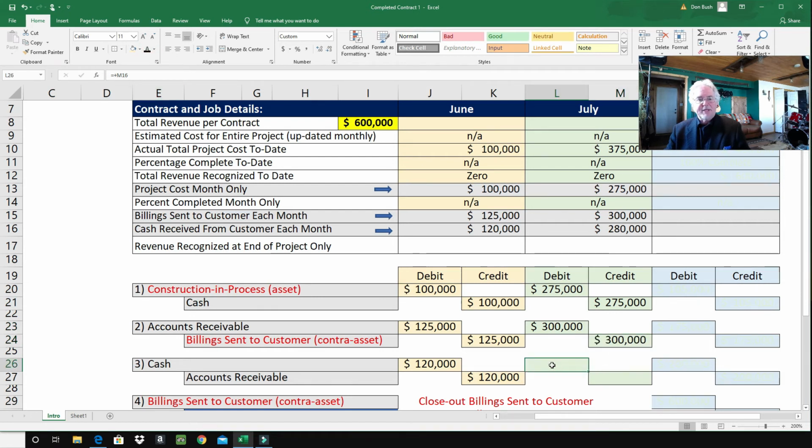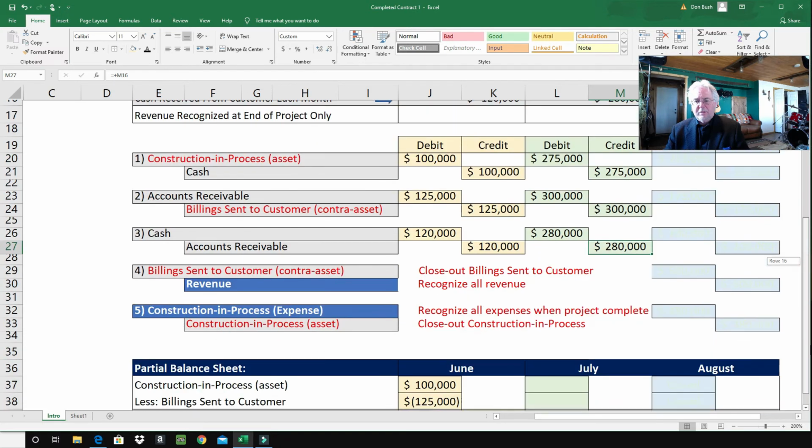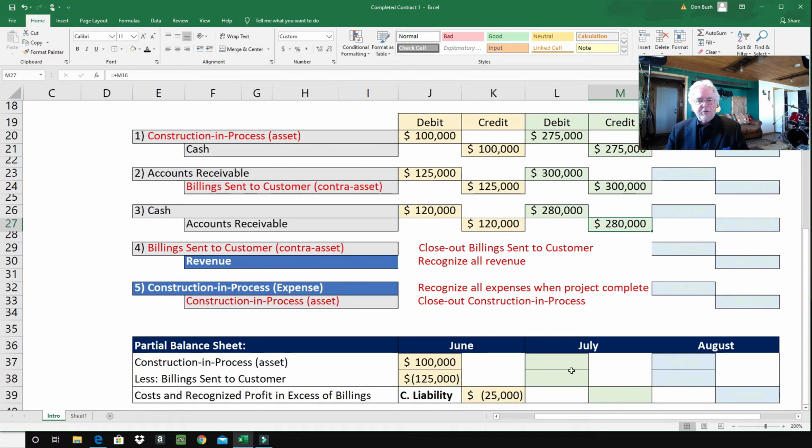And how much did the customer pay us? Well, the customer paid us $280,000. So here we go, $280,000. Let's go down to the balance sheet. Here we go. So to figure out July, what we have to do is take our beginning balance of $100,000 construction in process, add to that $275,000, which if we do our math here, it ought to come to $375,000.